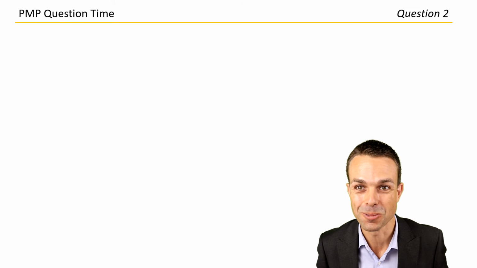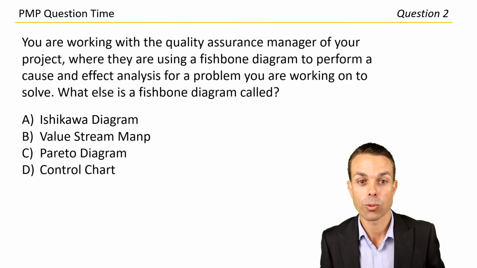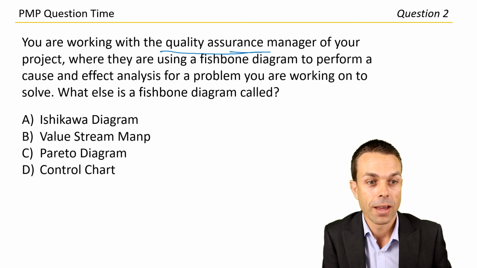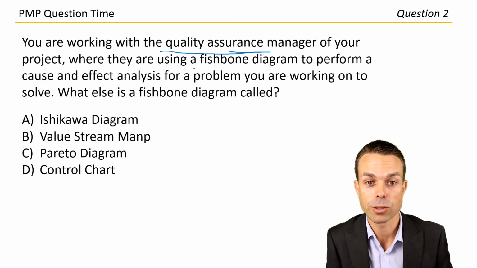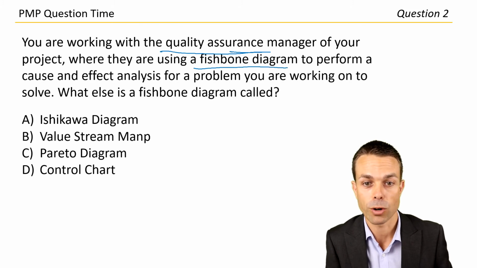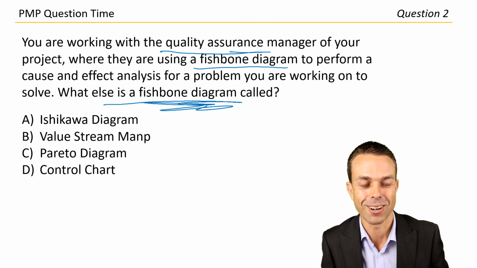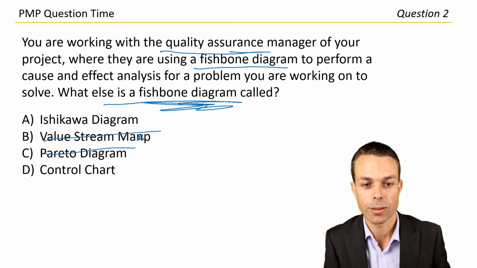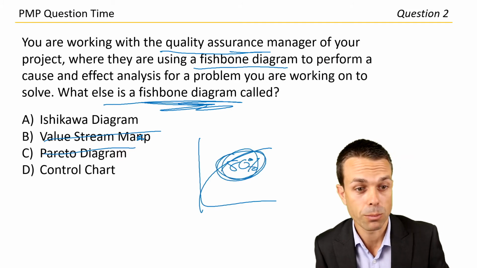Let's look at question 2. Question 2, you're working with the quality assurance manager. Okay, testing, potentially, quality checking of your project, where they're using a fishbone diagram to perform a cause and effect analysis for a problem you're working on to solve. What else is a fishbone diagram called? Oh, this is nice and easy as well. Okay, definitely not a value stream map. No, not a Pareto. That's where we've got 80% of the problems come from 20% of the inputs.